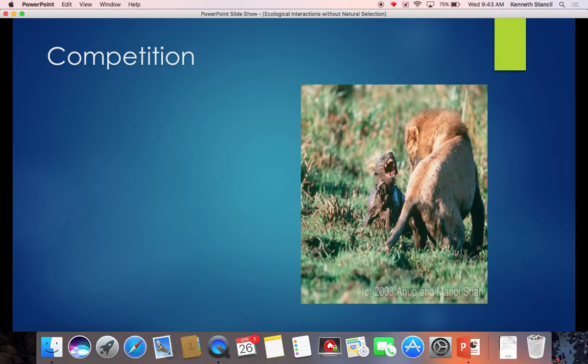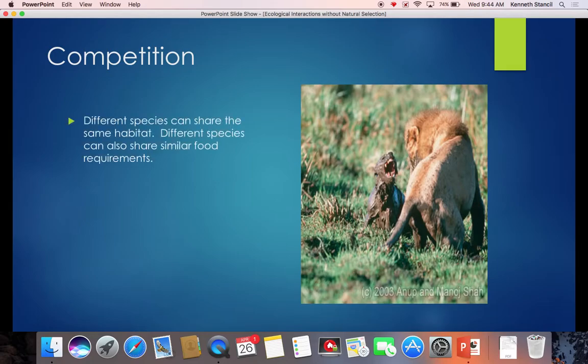Well, in the ecosystems, there's competition. What might there be competition for? Food? Habitat. Where are you going to live? This is my house. You know, you can't stay here. Well, watch me. And then there ends up being an altercation. Okay? So, competition is different species can share the same habitat. Different species can also share similar food requirements.